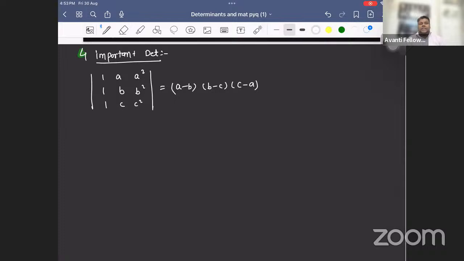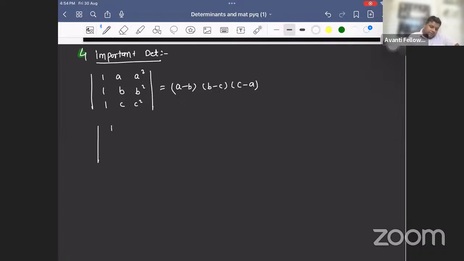Now, if they are saying a, b, c are the side lengths of a triangle, and then they say this determinant is 0, what kind of triangle is it? That means either a minus b is 0 or b minus c is 0 or c minus a is 0. That means either a equals b or b equals c or c equals a. That means this triangle is at least isosceles. Or it can be equilateral, but isosceles it has to be.